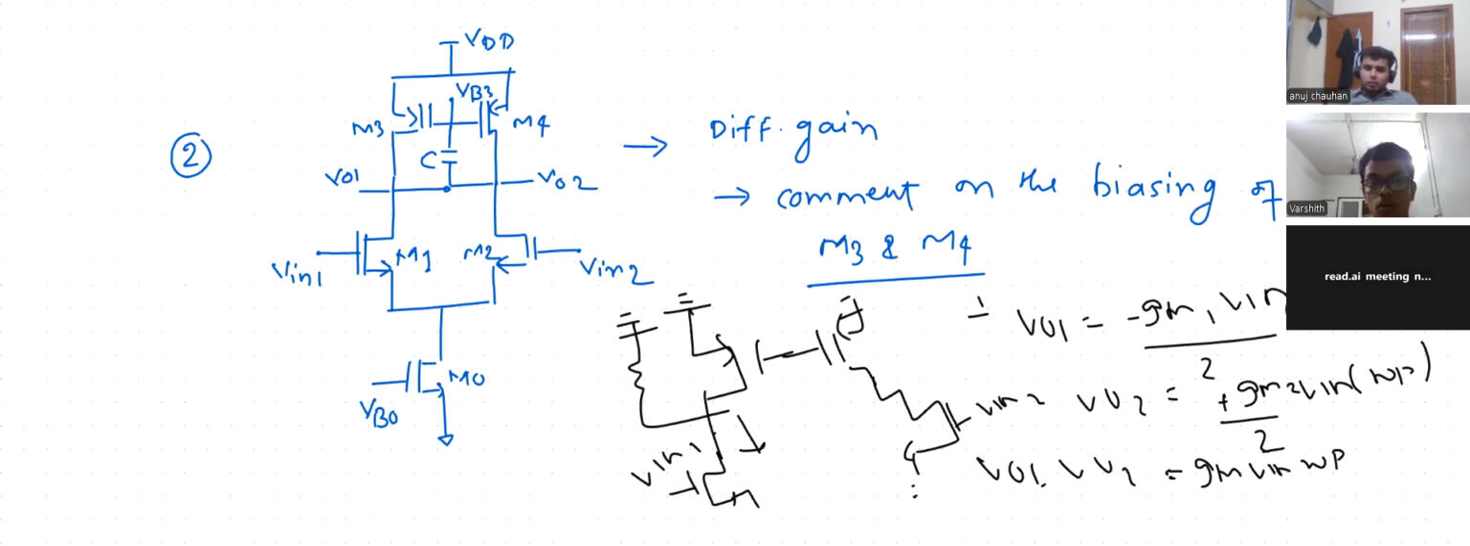ROP only. What about the output impedance of M1, M2? We are not considering that. Sorry, sir. ROP parallel RON. Okay. So okay, that I got. Can you quickly consider the effect of this capacitor in the gain?